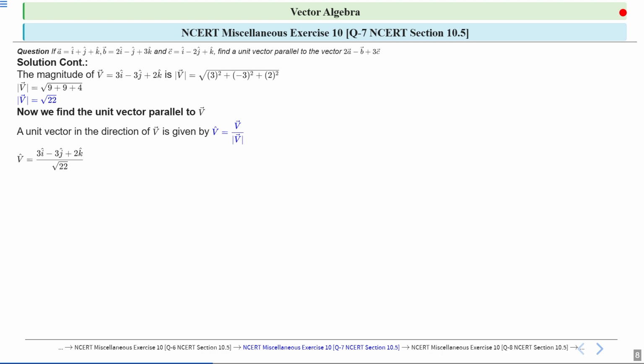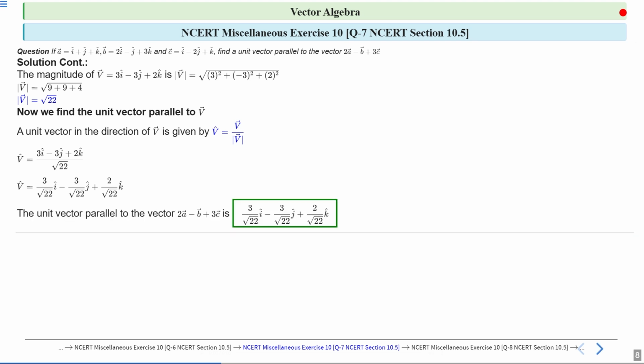So v cap will be equal to 3 i cap minus 3 j cap plus 2 k cap upon root 22. So v cap will be 3 upon root 22 i cap minus 3 upon root 22 j cap plus 2 upon root 22 k cap. So the unit vector parallel to the vector 2a vector minus b vector plus 3c vector is basically 3 upon root 22 i cap minus 3 upon root 22 j cap plus 2 upon root 22 k cap, okay? Got it? Hope it's clear to all.